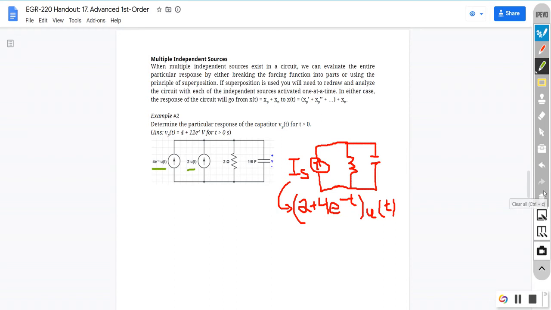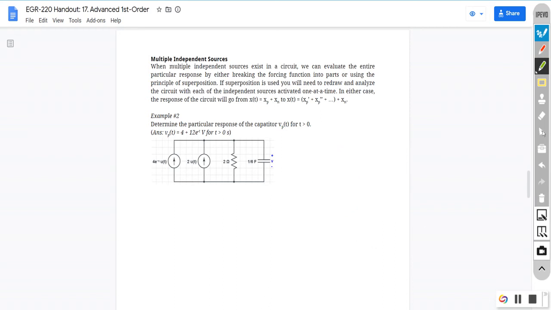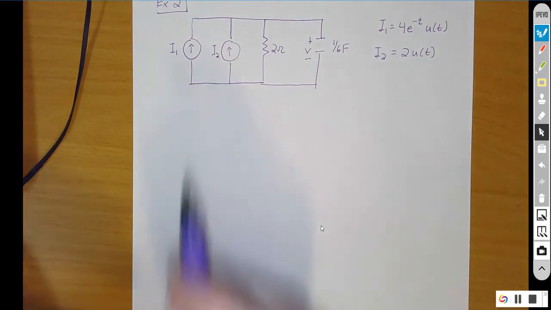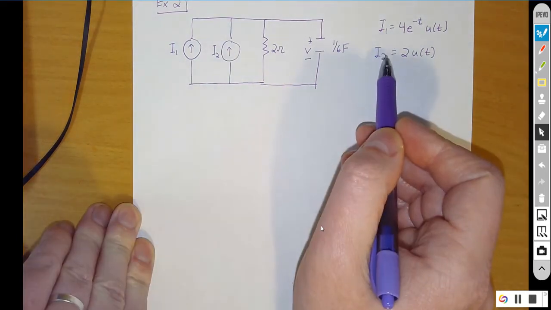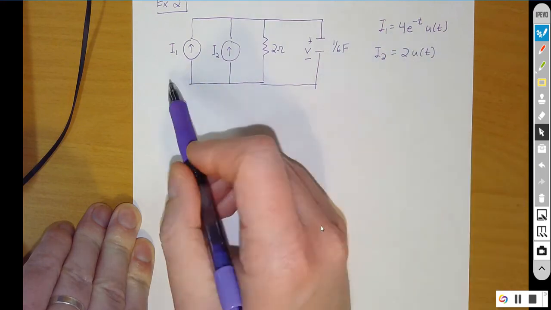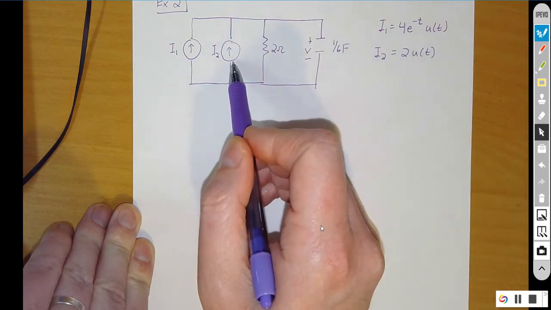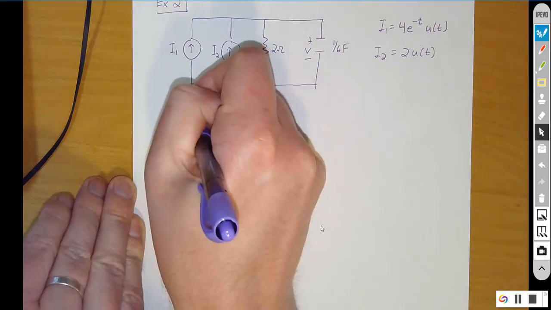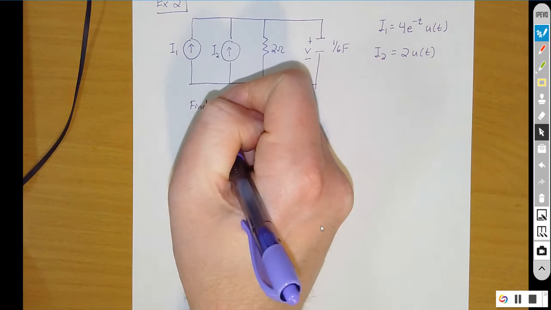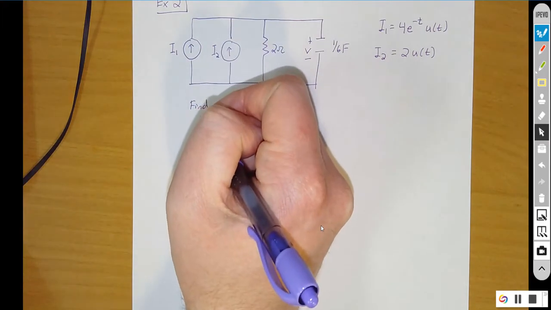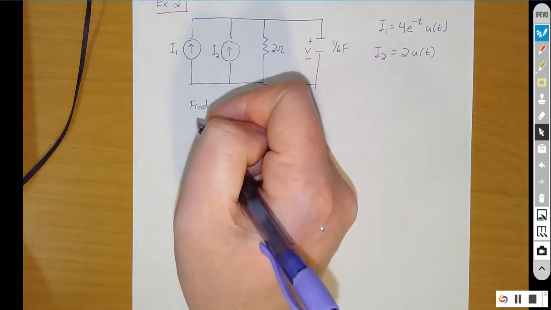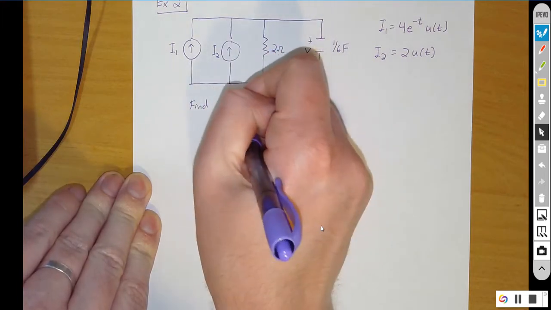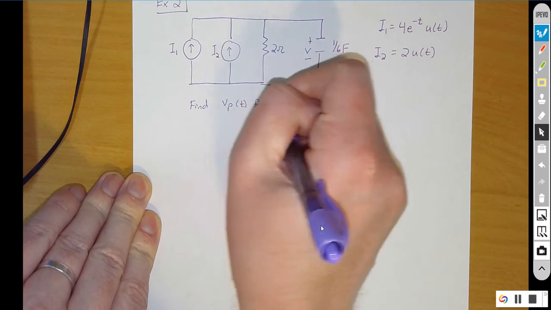So let's go look at this on the visualizer. So I've redrawn it here. I've just called this I1, I2, but these are the same thing. So this is our exponential function over here. This is our constant function 2u of t here. So we're asked to find v of t for t greater than 0. Well, actually, no. We're only asked to find v particular of t for t greater than 0.